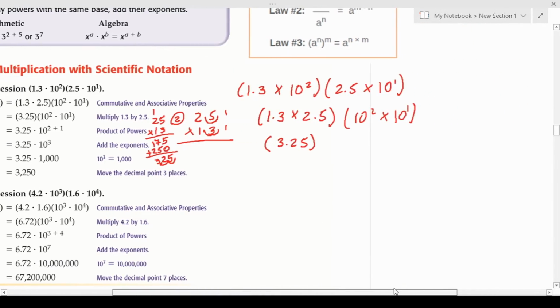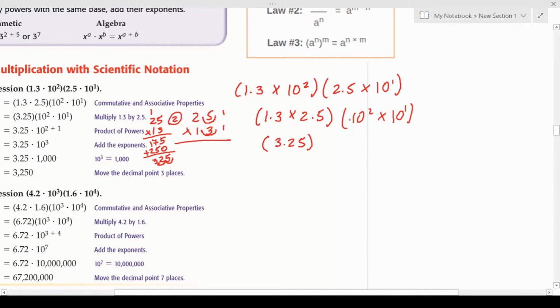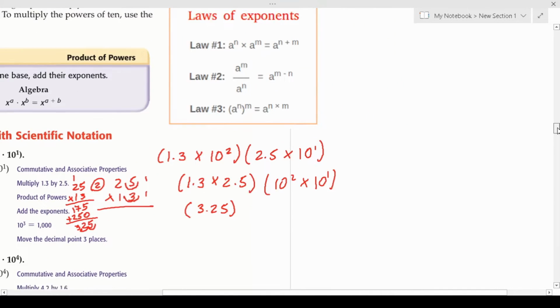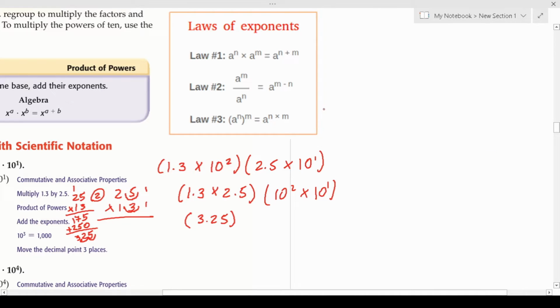Now we have to deal with this side of the parentheses, that is 10 squared times 10 to the first. And in order to do this, we're going to have to know the product rule, which is one of the laws of exponents. It's specifically number 1. As you can see, law 1 says a to the n times a to the m equals a to the n plus m. That's exactly what we have here. We have 10 to the second times 10 to the first. That is, the bases are the same. So what we do in this case is we do 10 to the 2 plus 1. That is, we add their exponents.